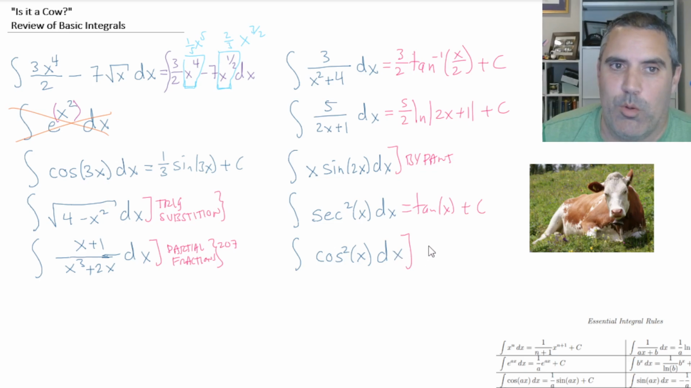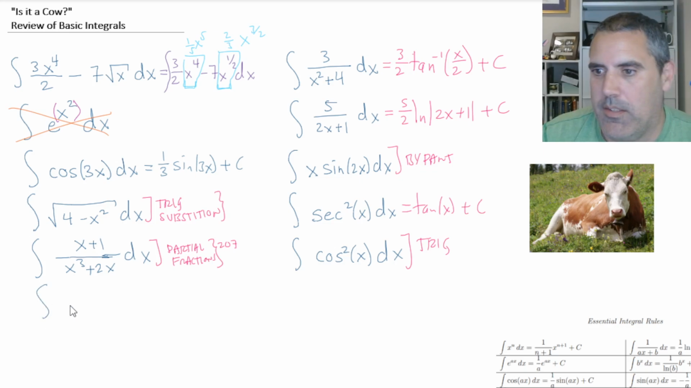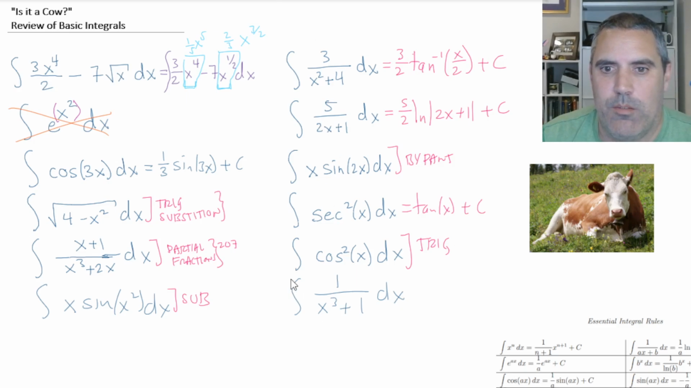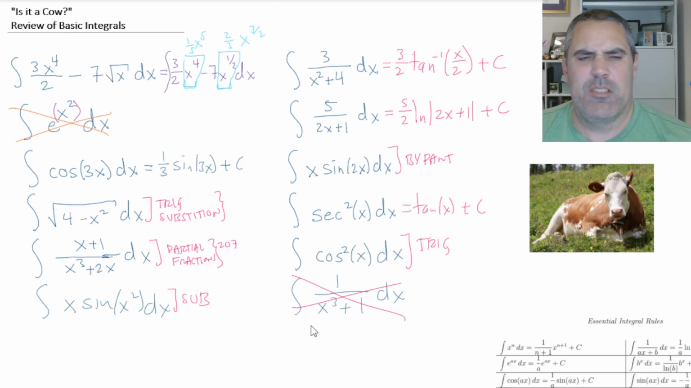Oh, I was going to put one. I'll throw one more in here. This is trig. We can do a half angle identity. Let's throw 2 more in here just to have it. Something like this. I don't know, x sine of x squared. That's not in our table, but it's a substitution. And what's something else? Something like 1 over x to the 3rd plus 1. That's not in anybody's table. Probably you could do something with it.